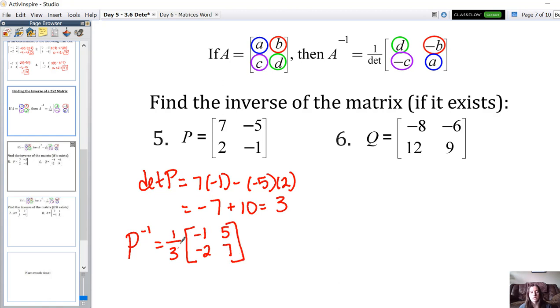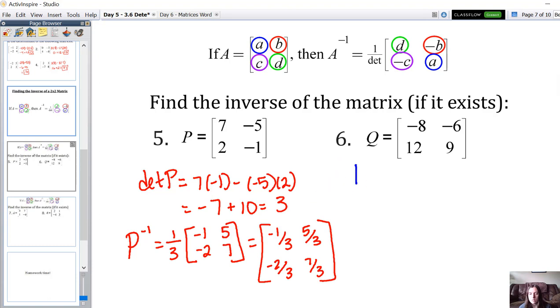And now we're going to distribute that scalar to every single element, leaving us with -1/3, 5/3, -2/3, and 7/3. If we could simplify any of these fractions, we would, but these are already as simplified as they get. Let's look at matrix Q.